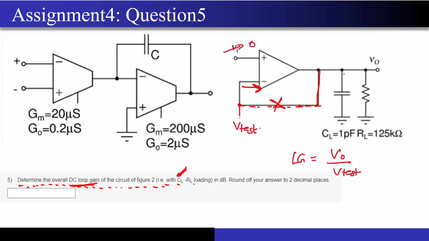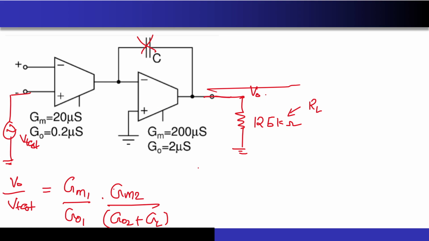Then we will apply a test voltage over here, and now we will see what comes back over here. So now let's try to combine these two in this particular diagram. What I have done is, if I break the loop over here, I am applying the V-test at the negative terminal of the op-amp. The negative terminal of the op-amp and the terminal of the first transconductor have opposite signs. Just remember this.